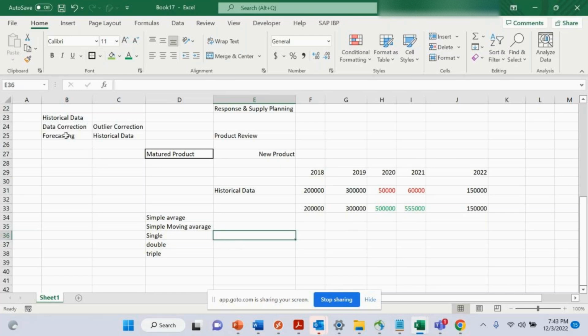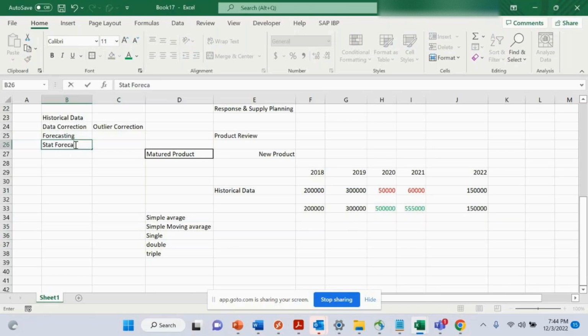So now our historical data is done. Then comes data correction, which includes outlier correction. Then comes forecasting, and then the stat forecast is generated at the very base level. No editing has been done yet, and it is not the final demand. It is just the forecast, which is what forecasting stands for.